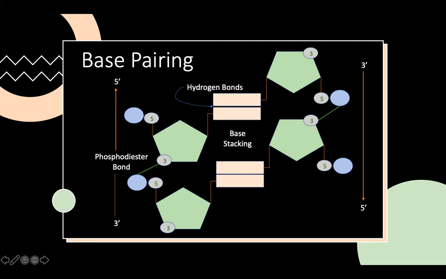backbone of our DNA. The left side of the screen shows the 3' to 5' direction going from bottom to top. The right side shows the 3' to 5' direction going from top to bottom. That's what makes DNA antiparallel.